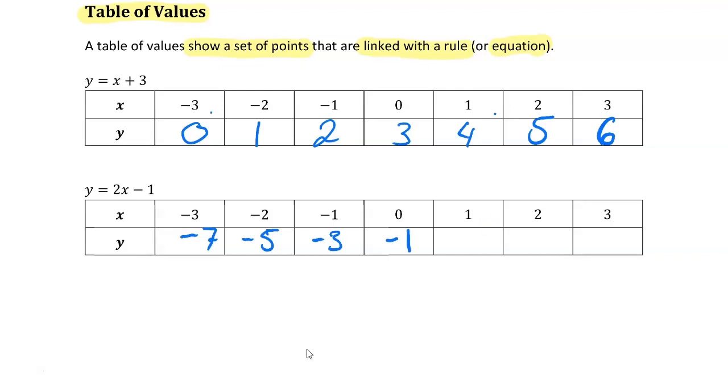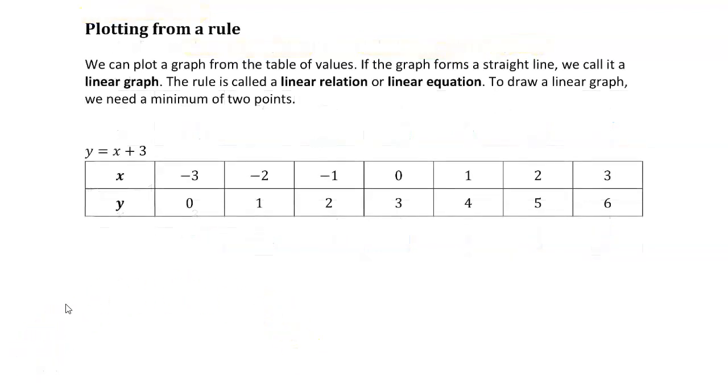x is equal to 1, so that's y equals 2 times 1, which is 2, minus 1, which is 1. Okay, x equals 2. So y equals 2 times 2, so that's 4. Take away 1 is 3. And x equals 3, so that's 2 times 3 is 6, minus 1 is 5. So we can plot a graph from a table of values.